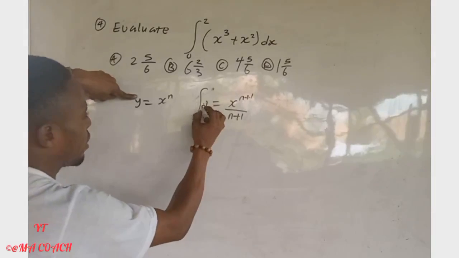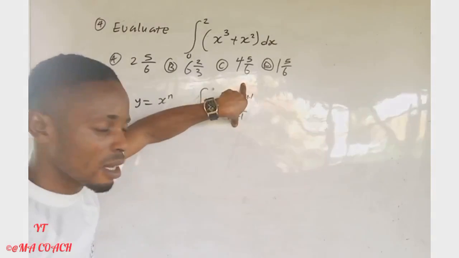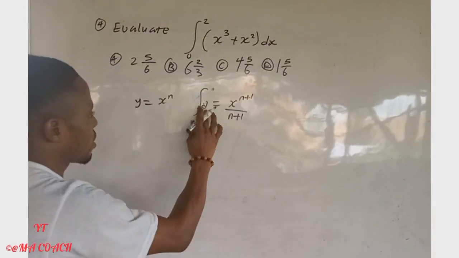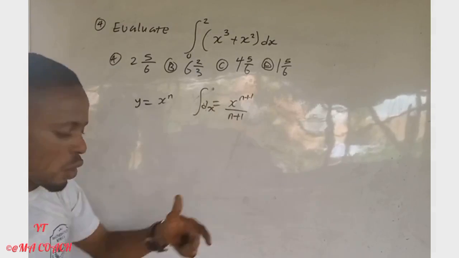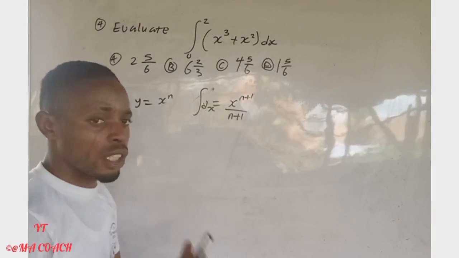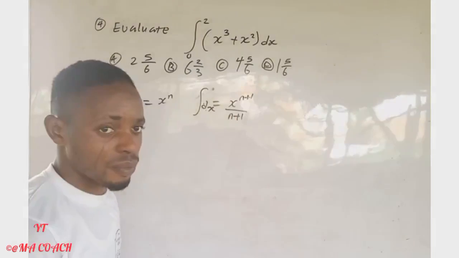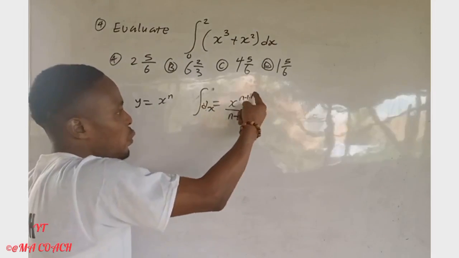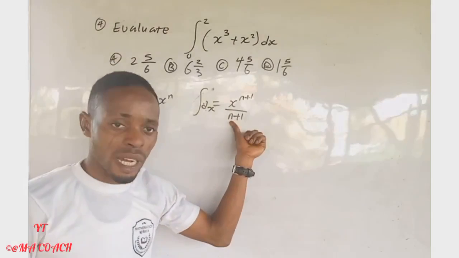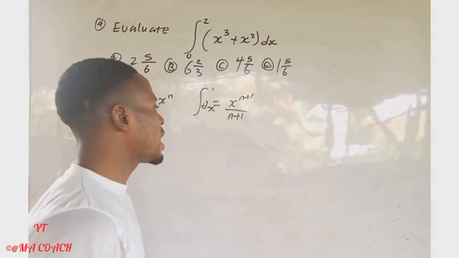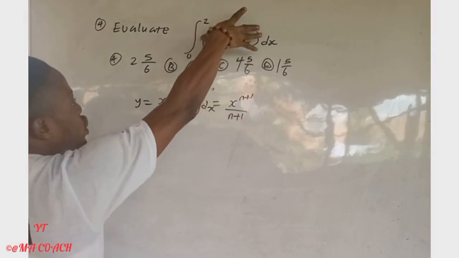So the integral of y with respect to s is s^(n+1) divided by (n+1). In differentiation, you subtract 1 from the power and multiply by it, but here you add 1 to the index and divide by that new index. Let's apply what we have here to this question.